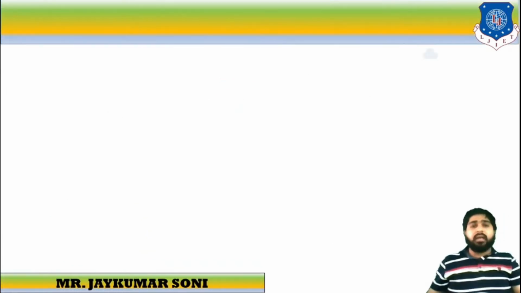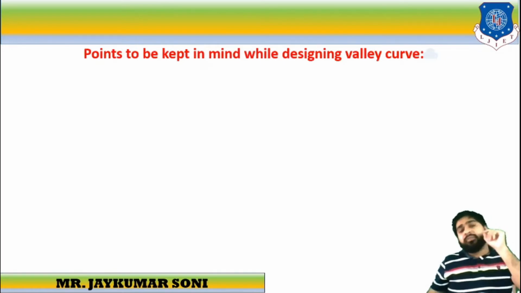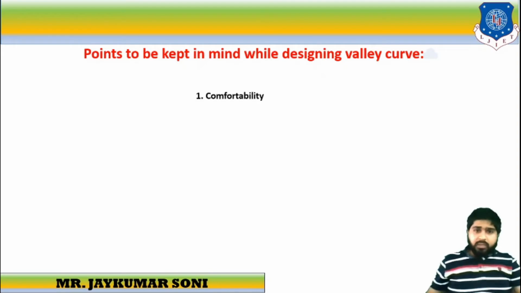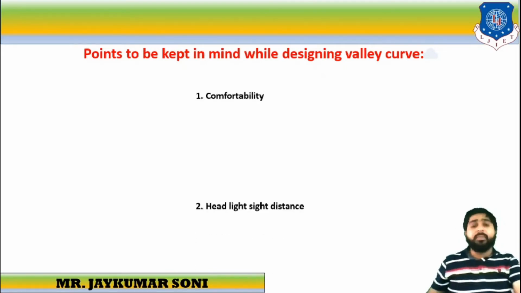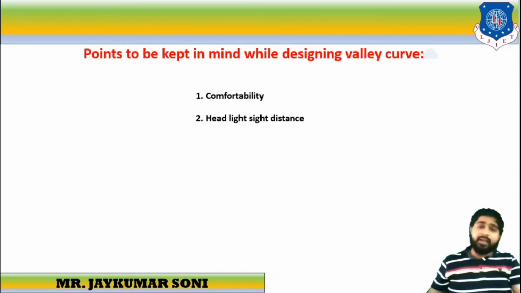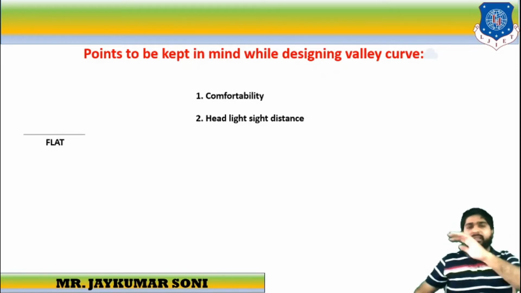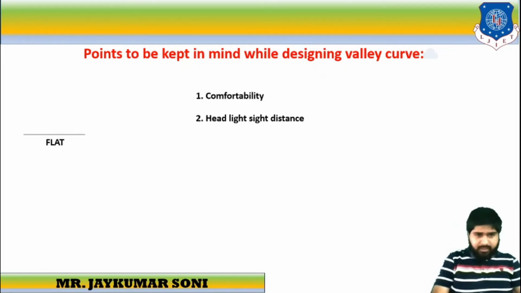Now we will discuss the points which we need to keep in mind while designing the valley curve. There are 2 major points. First is comfortability and second is the headlight sight distance. Let us understand the concept of comfortability. If this is a flatter region where my vehicle is traveling, see this is my vehicle, it has reached over here.